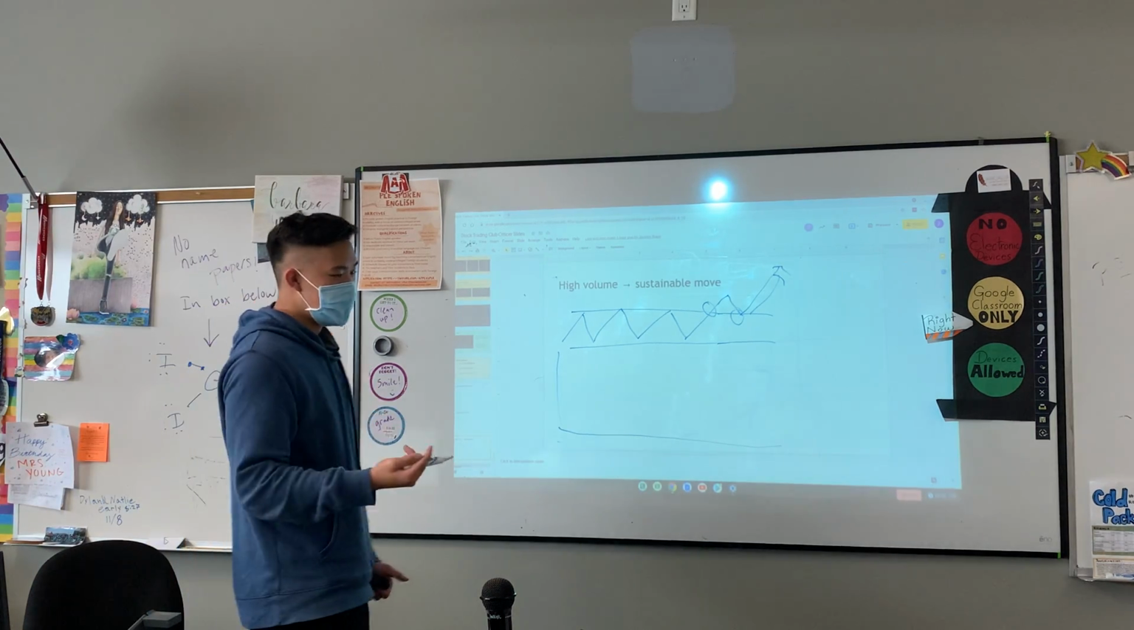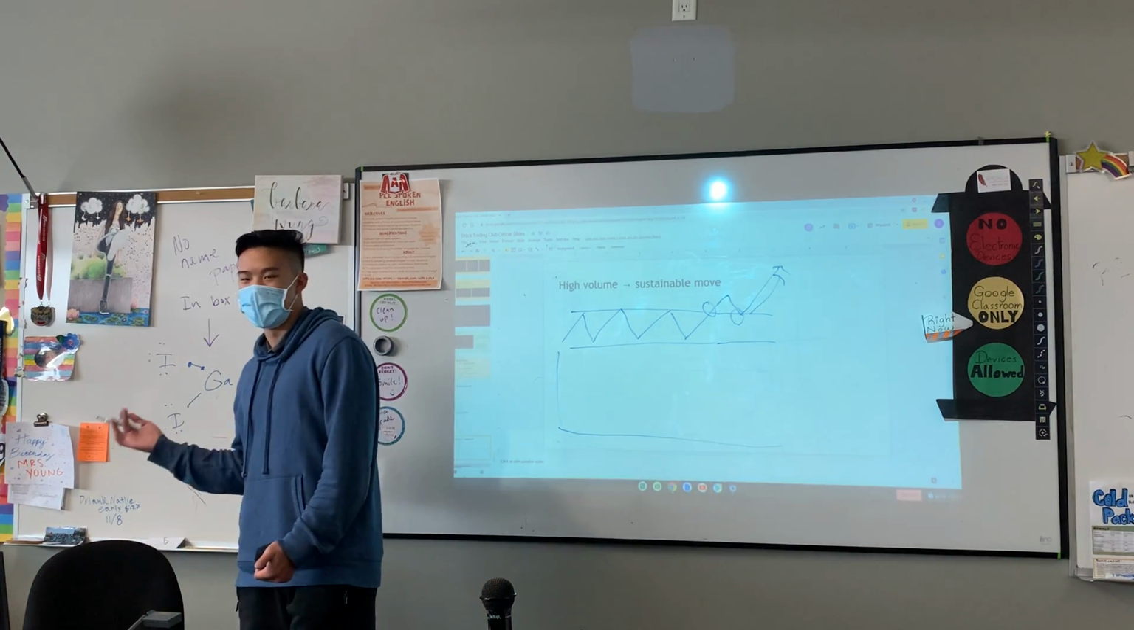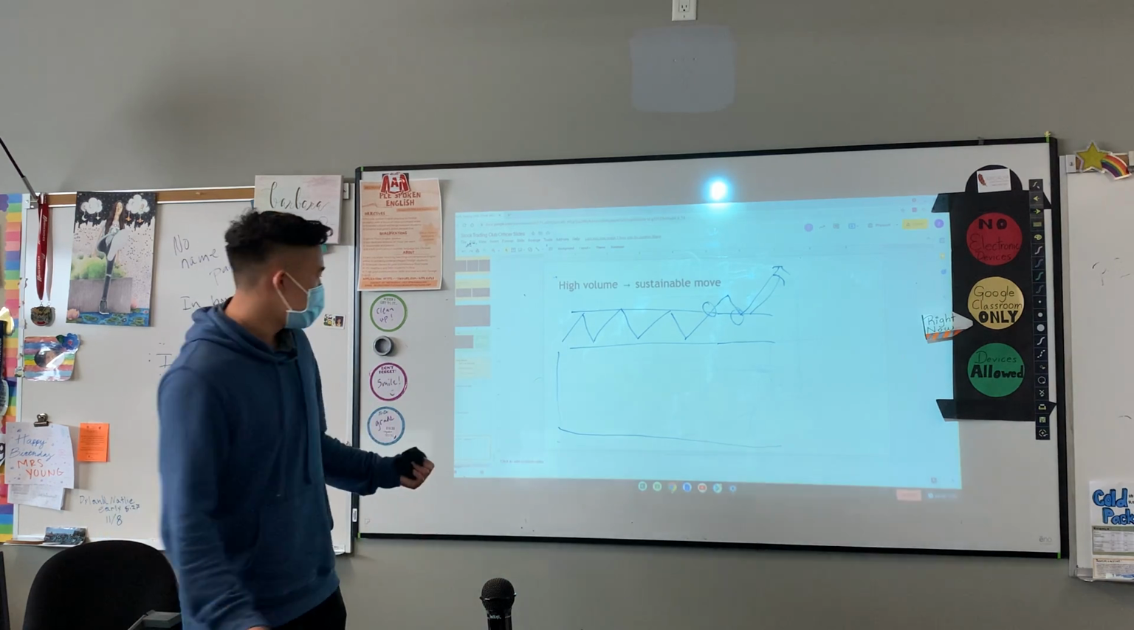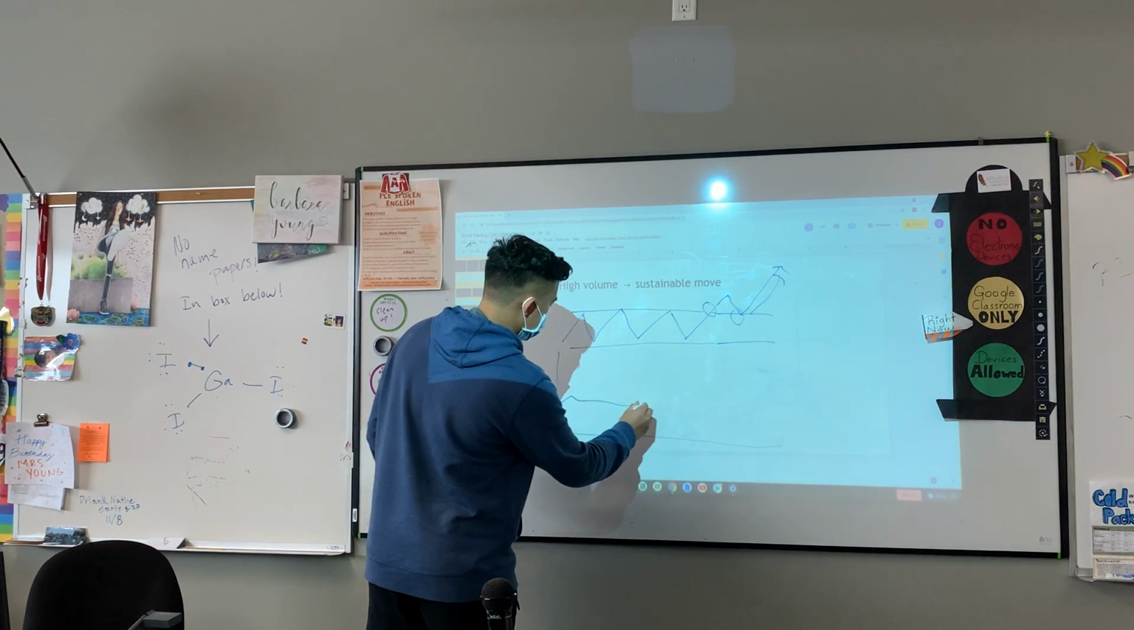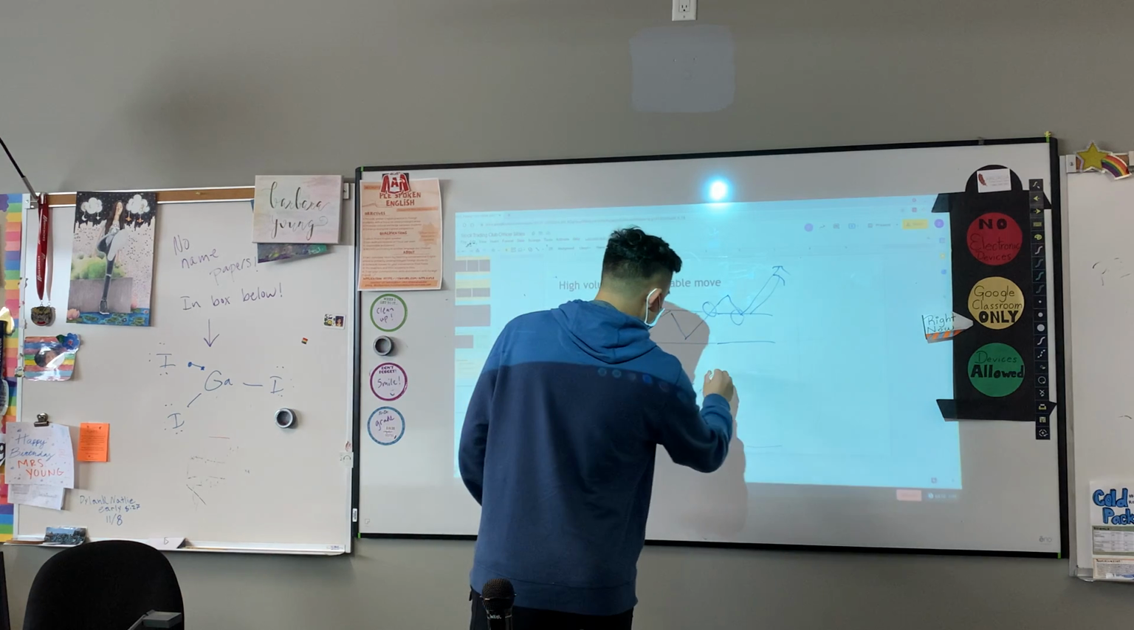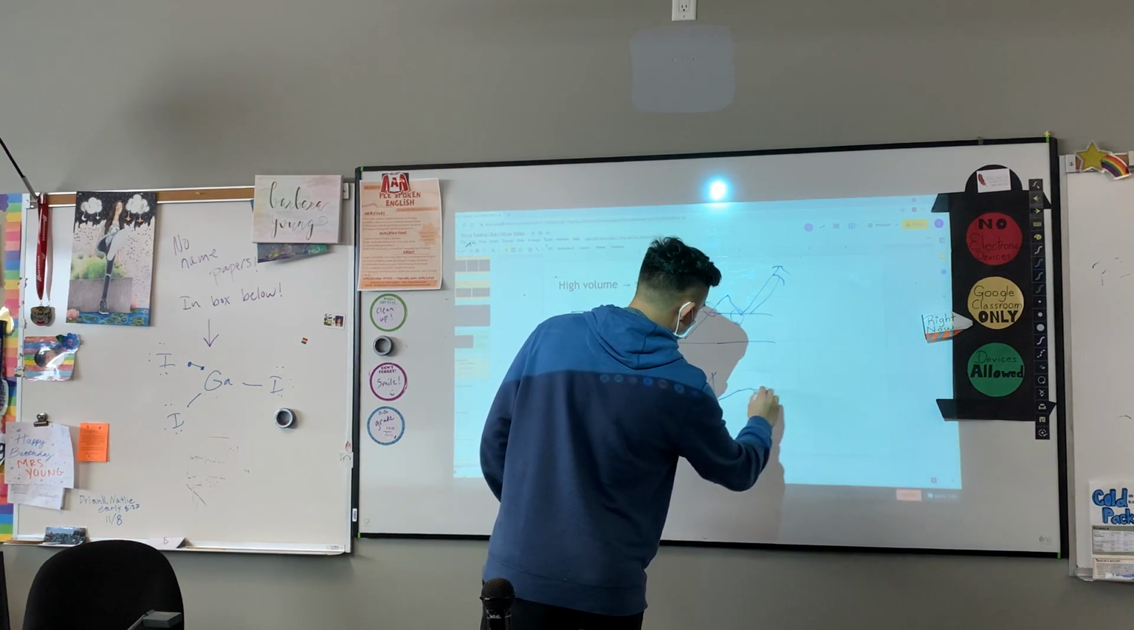However, in a breakout, you would always need a volume indicator for it to be accurate. Without a volume indicator, breakouts could be 50-50, and you could lose money half the time. So let's say volume kind of looked like this. It was flat, and then let's say volume kind of looked like that.